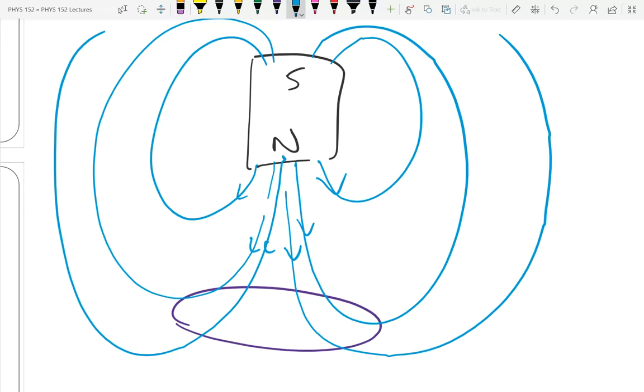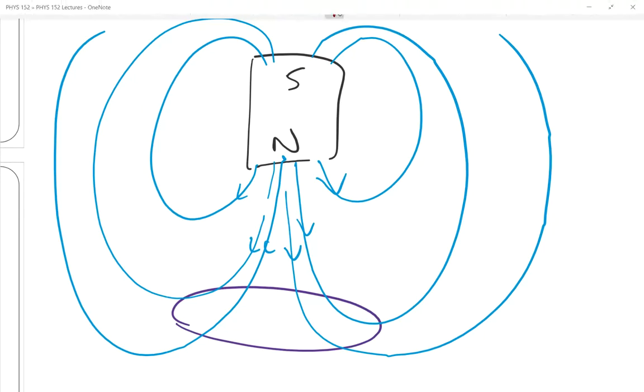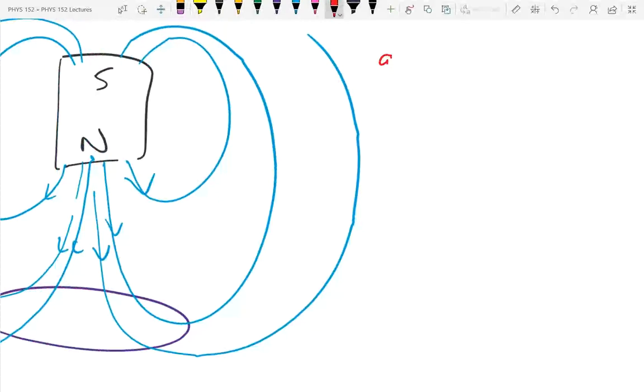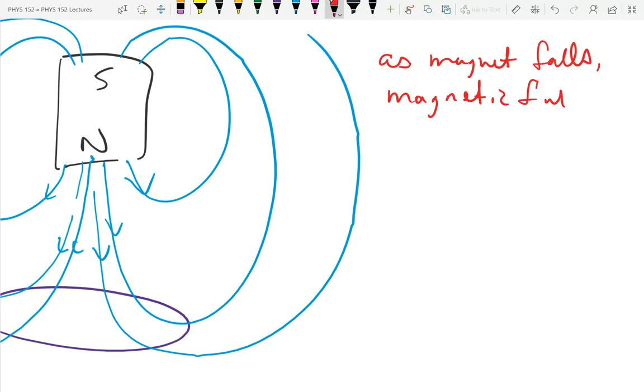So as it falls, the magnetic flux below the magnet increases.